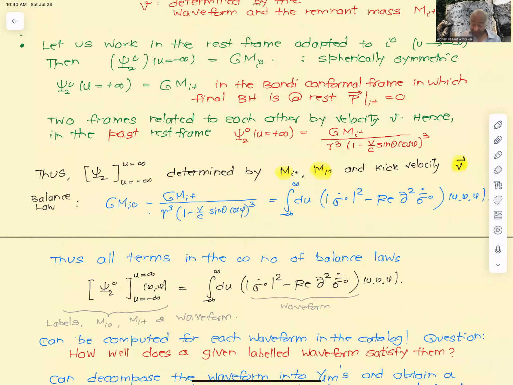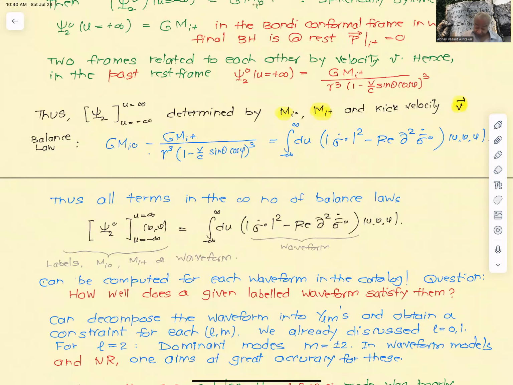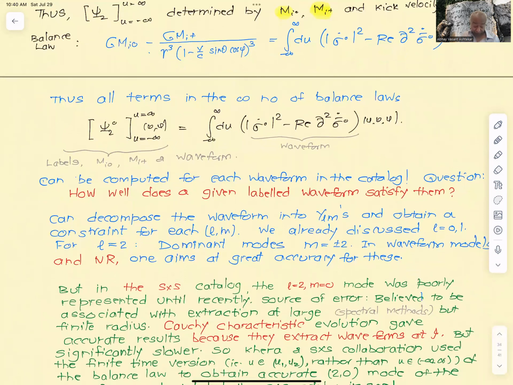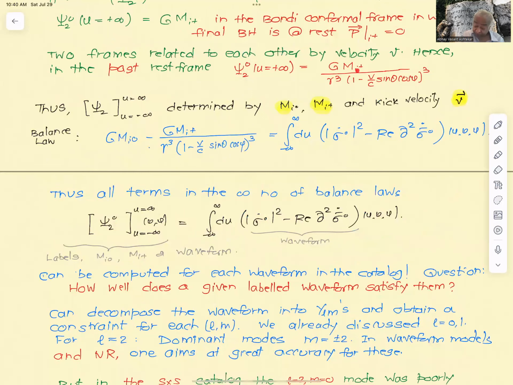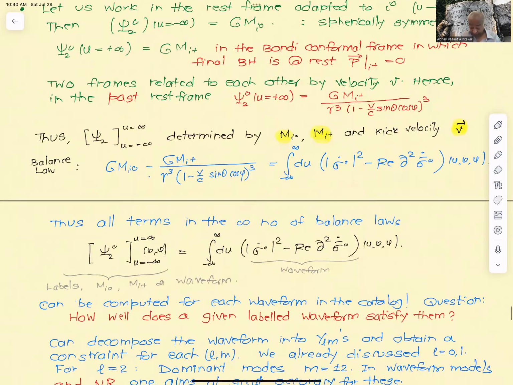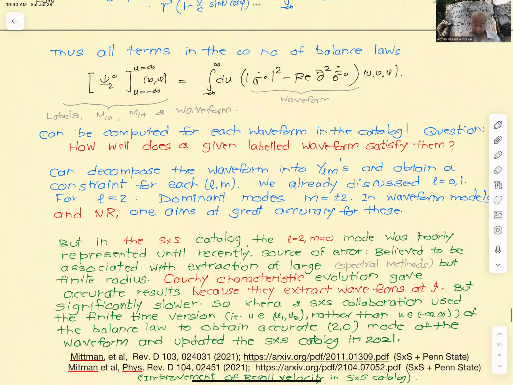I'm calculating everything in the past bond in the body frame in which the system is at rest in the past, and therefore this is just given by something that is given by the waveform model. And this can be computed for each waveform in the catalog. And the question is, how well does a given labeled waveform satisfy them? So a waveform is labeled by the parameters M and M naught, by the individual masses, and the spins of the two black holes. And so how well does it satisfy this balance law?